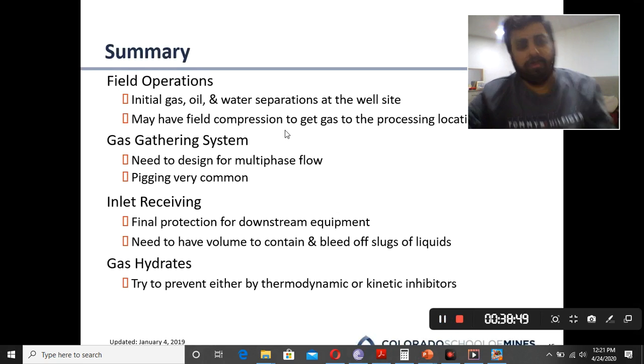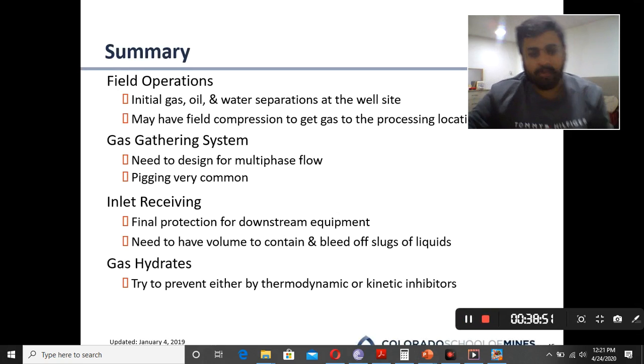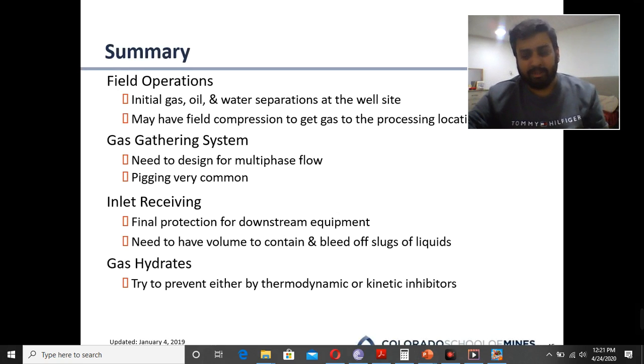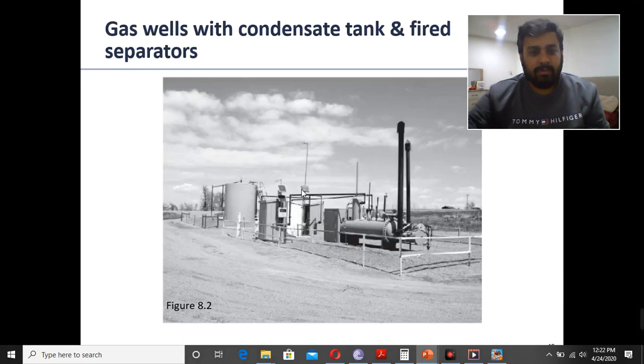Okay, so we talked about the wellheads, the slug catcher, the hydrates, and in general pigging, what those operations are. So these are basically the inlet operations which are done at the gas processing plant. Now let me show you some pictures here.